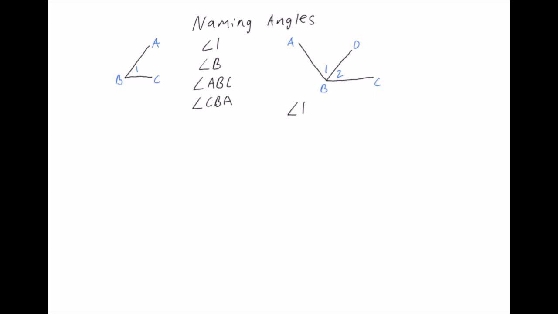We can't name it by the vertex though, because the vertex has multiple angles connected. So you can only name it from the vertex if there's only one angle there. But there's multiple, so that's an issue. So we can't name it angle B. But we can name it by all 3 letters: A, B, D. Again, with the vertex B in the middle. So angle A, B, D. Or again, we can go backwards, angle D, B, A.